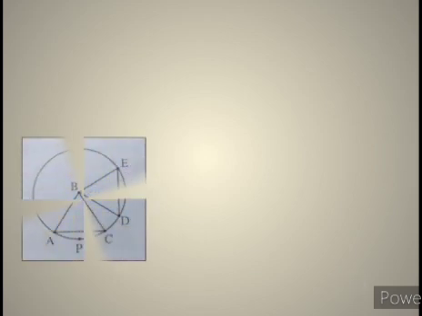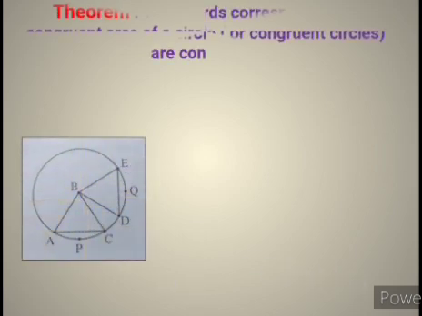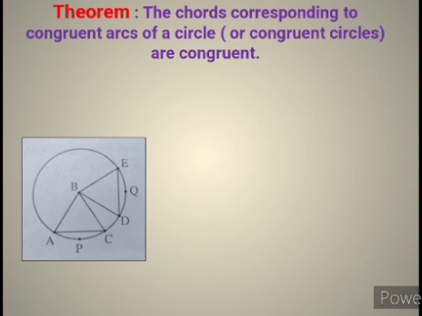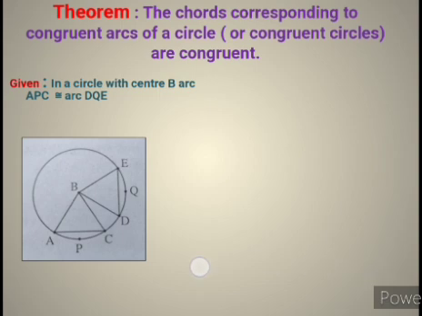Here we have to study some theorems. The first theorem is: the chords corresponding to congruent arcs of a circle are congruent. Given: in a circle with center B, arc APC is congruent to arc DQE. To prove: chord AC is congruent to chord DE.